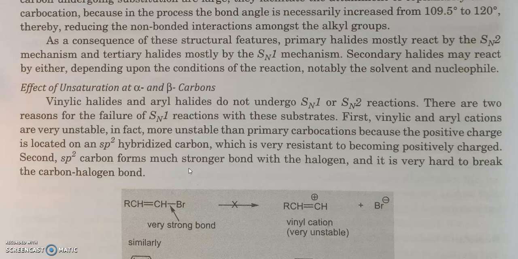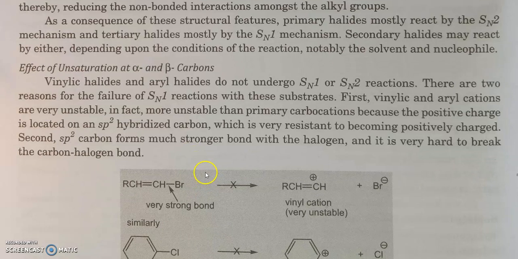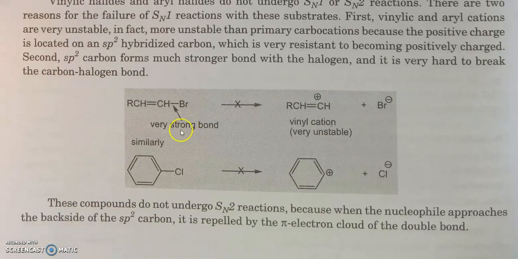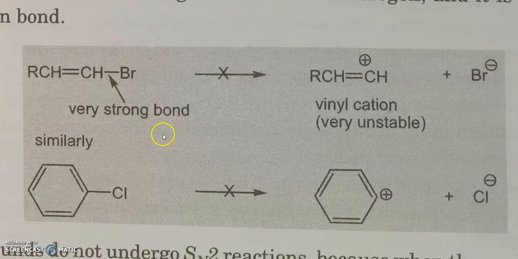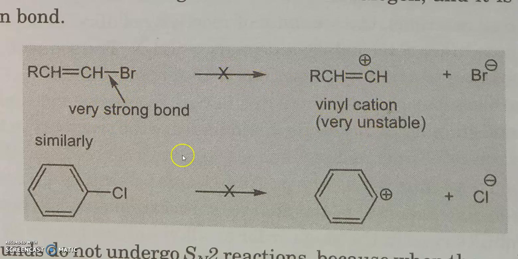Second, an sp2 carbon forms a much stronger bond with the halogens, and it is very hard to break the carbon-halogen bond. Look here, you can see this C-Br bond is very strong, so it does not form the vinylic cation, which is very unstable. Similarly, this carbon and this bond, so it is also very difficult to form this.